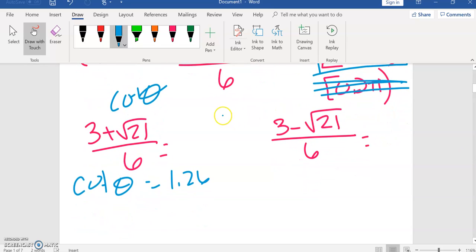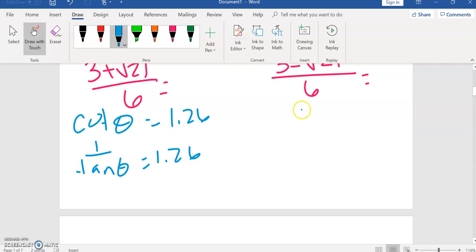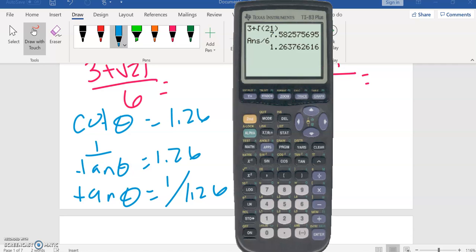Well, remember, I can't solve this directly. This is 1 over tangent theta equals 1.26. So then this is tangent theta equals 1 over 1.26. And so what I'm actually going to put into my calculator is the inverse tangent of 1 over, and then I'm going to use the answer button here.